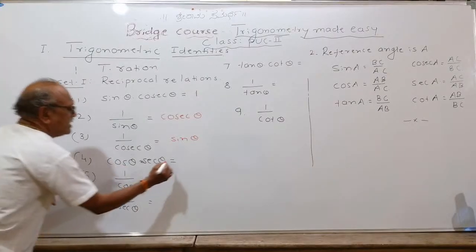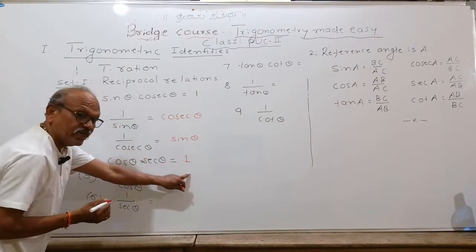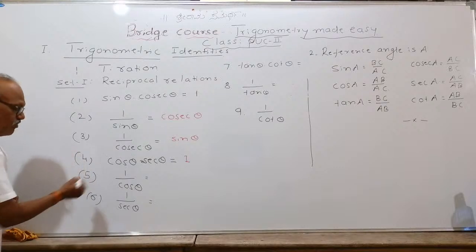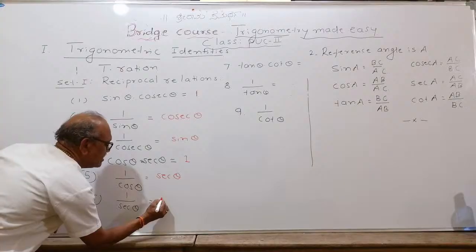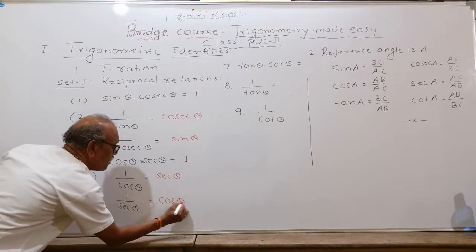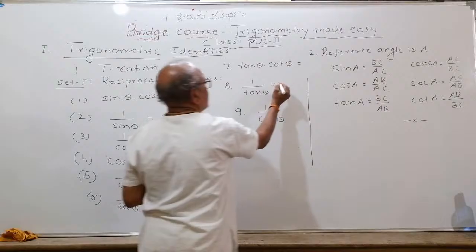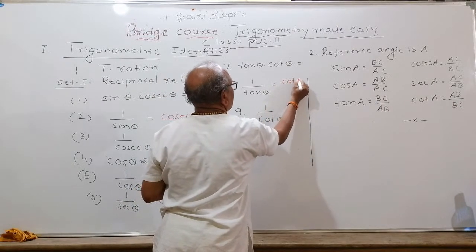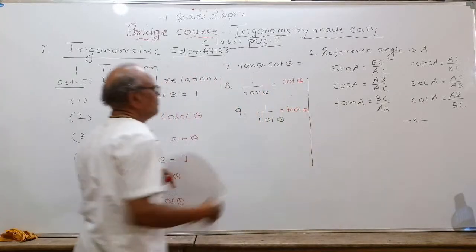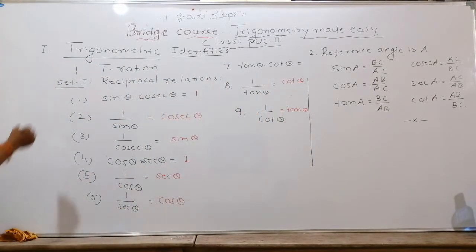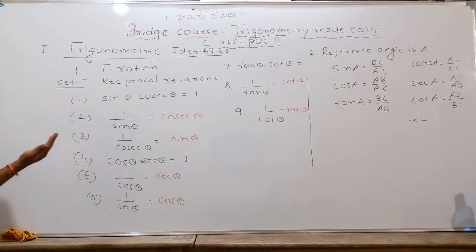Then cos theta into sec theta is equal to 1. Wherever there is 1, you can use cos theta into sec theta. 1 upon cos theta is sec theta. 1 upon sec theta is cos theta. Okay, 1 upon tan theta is cot theta. 1 upon cot theta is equal to tan theta. Go on giving numbers. And wherever you observe them, you can directly put it. That will improve your application skills slowly. Write a number and practice it. This is the first set of relations.